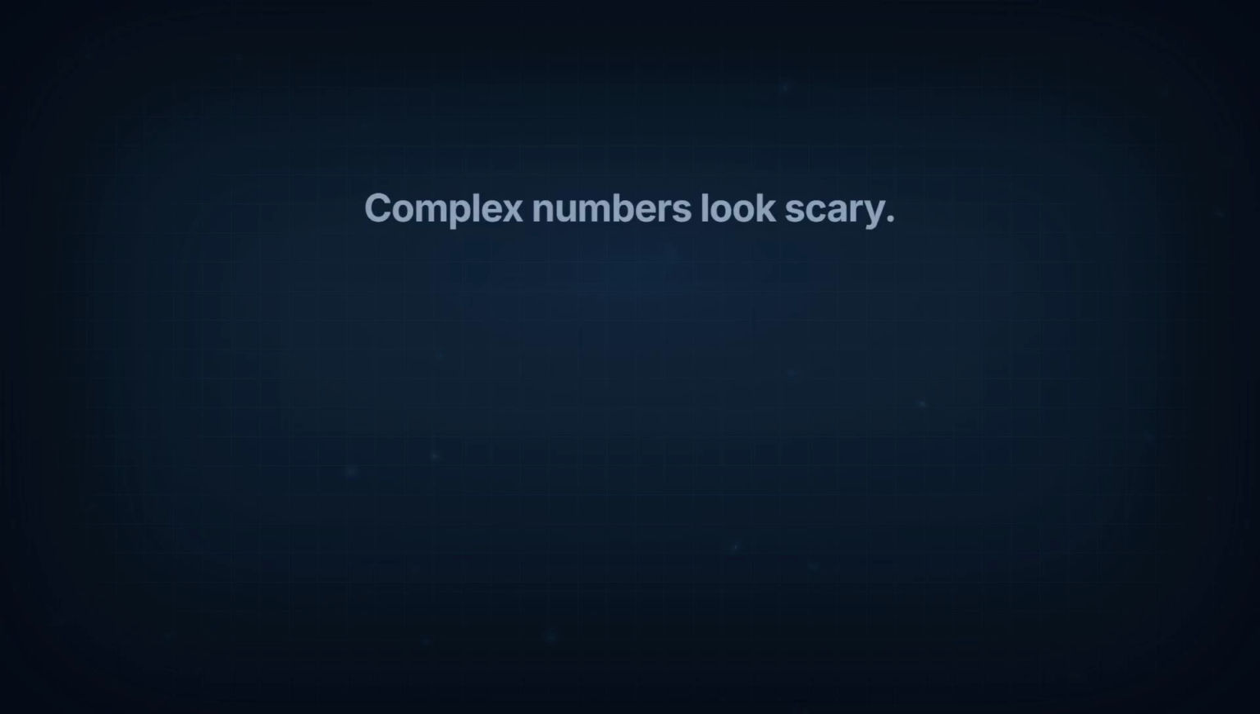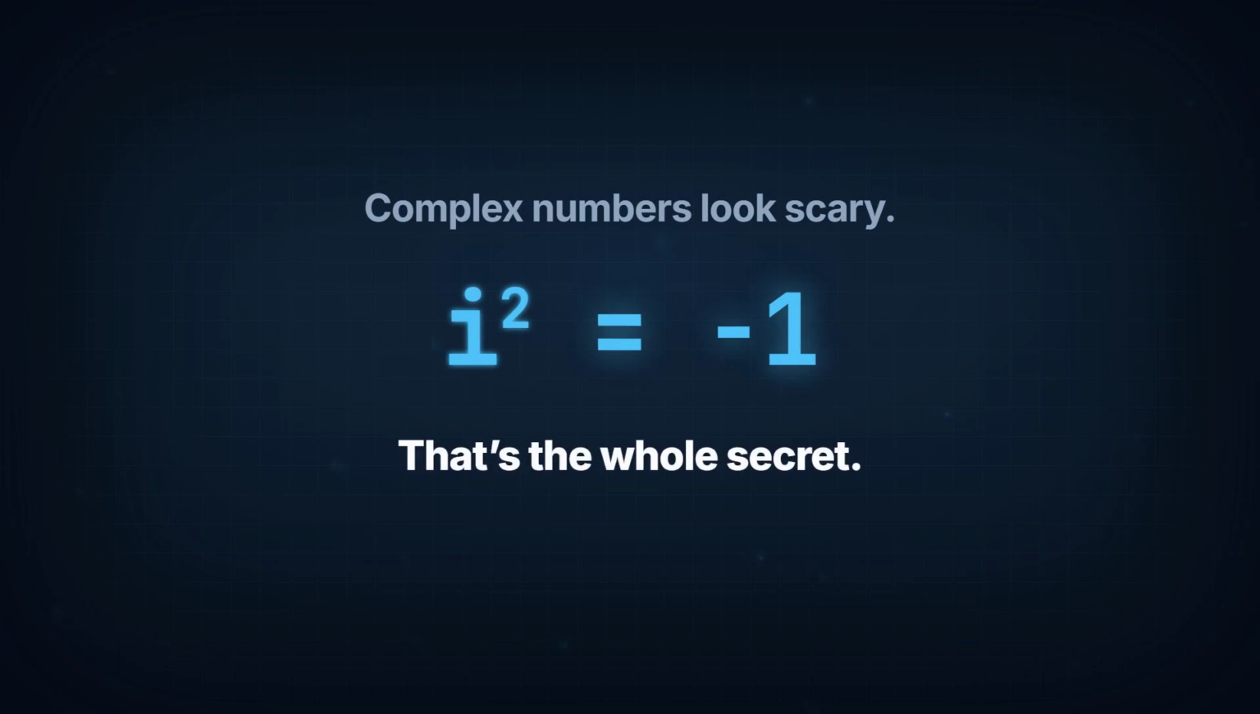Welcome to SAT Climb. Complex numbers look scary because of that letter i, but here's the secret. There is really only one new fact. i squared equals -1. Master that single substitution, and every complex number question on the digital SAT becomes ordinary algebra.